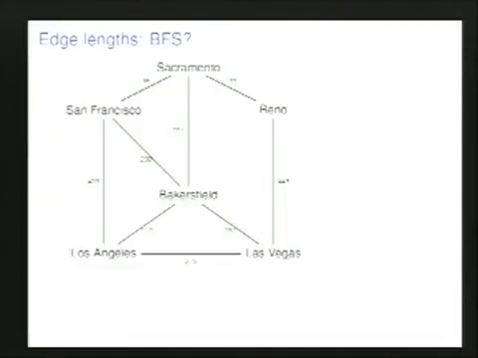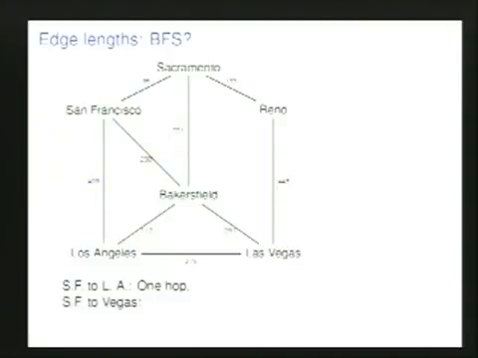Can we use breadth first search for edge lengths? Well, if we want to go from San Francisco to LA, it's only one hop. So we just look at the one hop path here, and we say, oh yeah, that's the fastest way. If I just run my breadth first search algorithm on this graph, it'll work for San Francisco to LA because it's one hop, and I look up the length, and that is the shortest path.